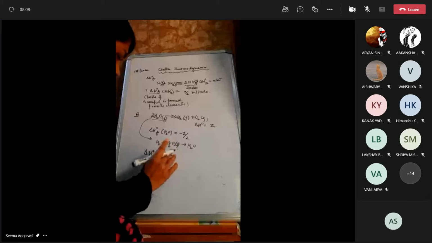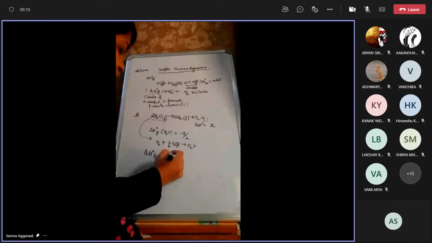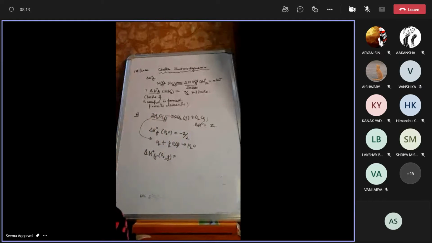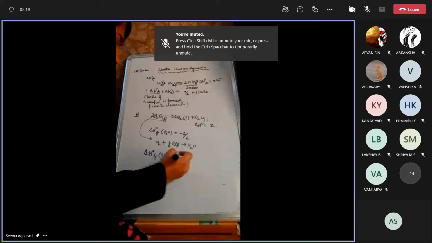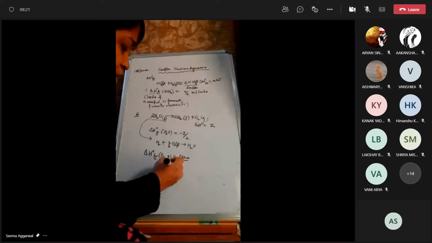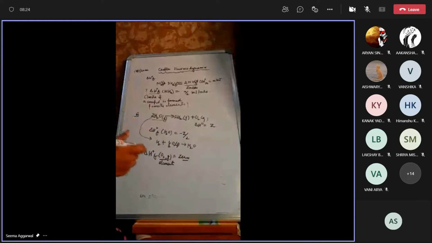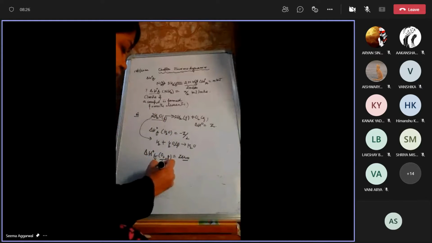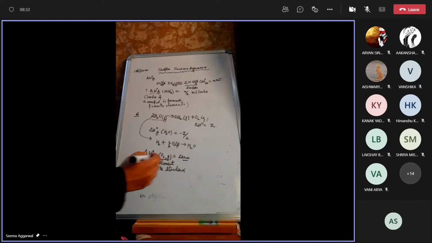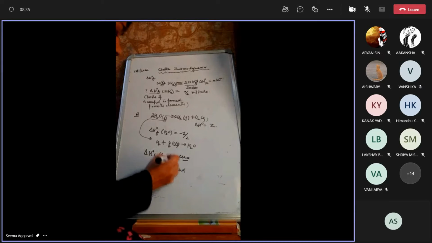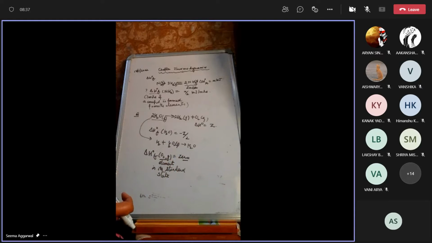Okay. Now my question is, what is delta H naught formation of O2? O2 gas. If we are forming an element in its standard state, what will be its delta H naught formation? 0. Elements are those which occur in nature, so if we are taking an element in its standard state, its delta H naught formation is always equal to 0. Whether it is oxygen, nitrogen, hydrogen, or carbon in the form of graphite, its delta H naught formation will be equal to 0.